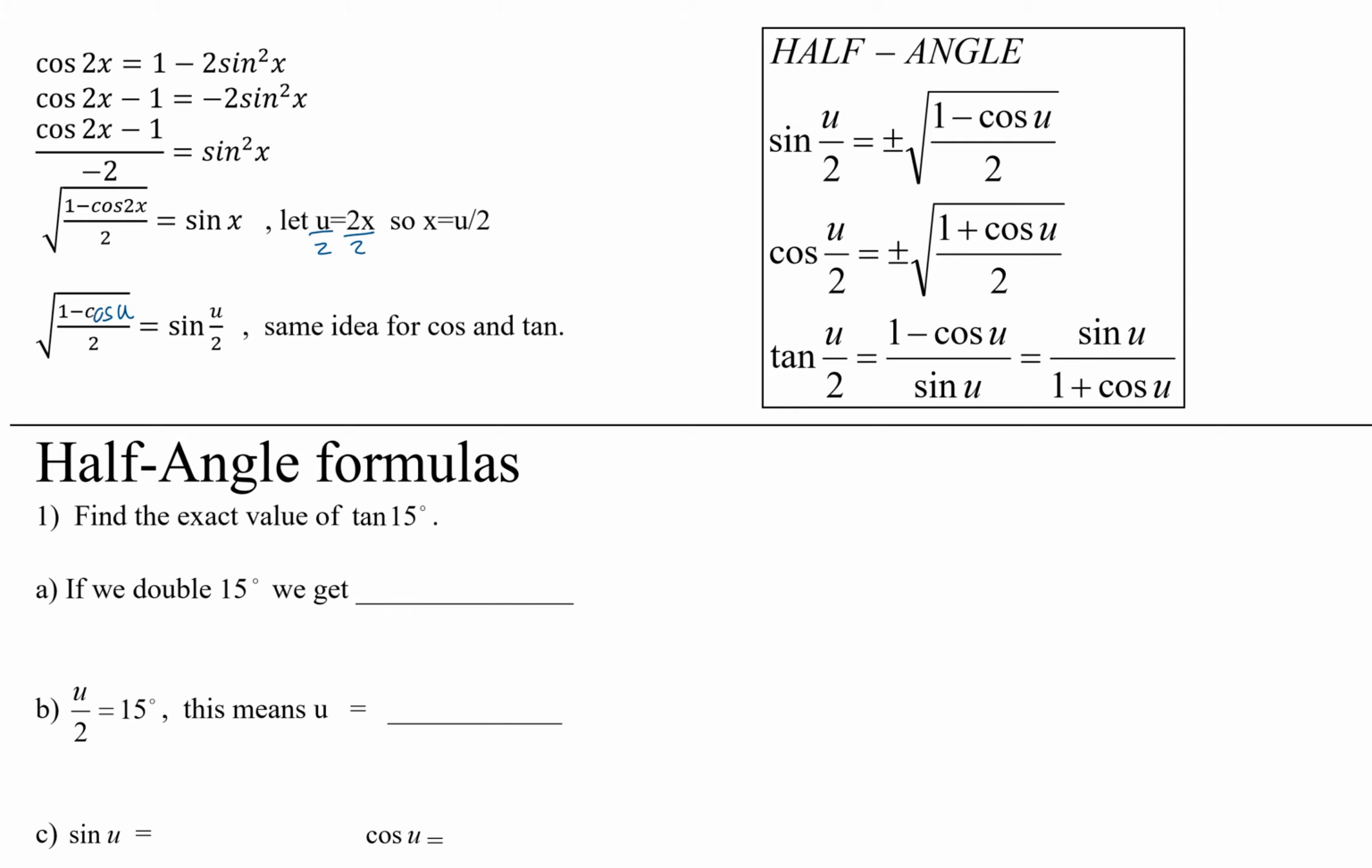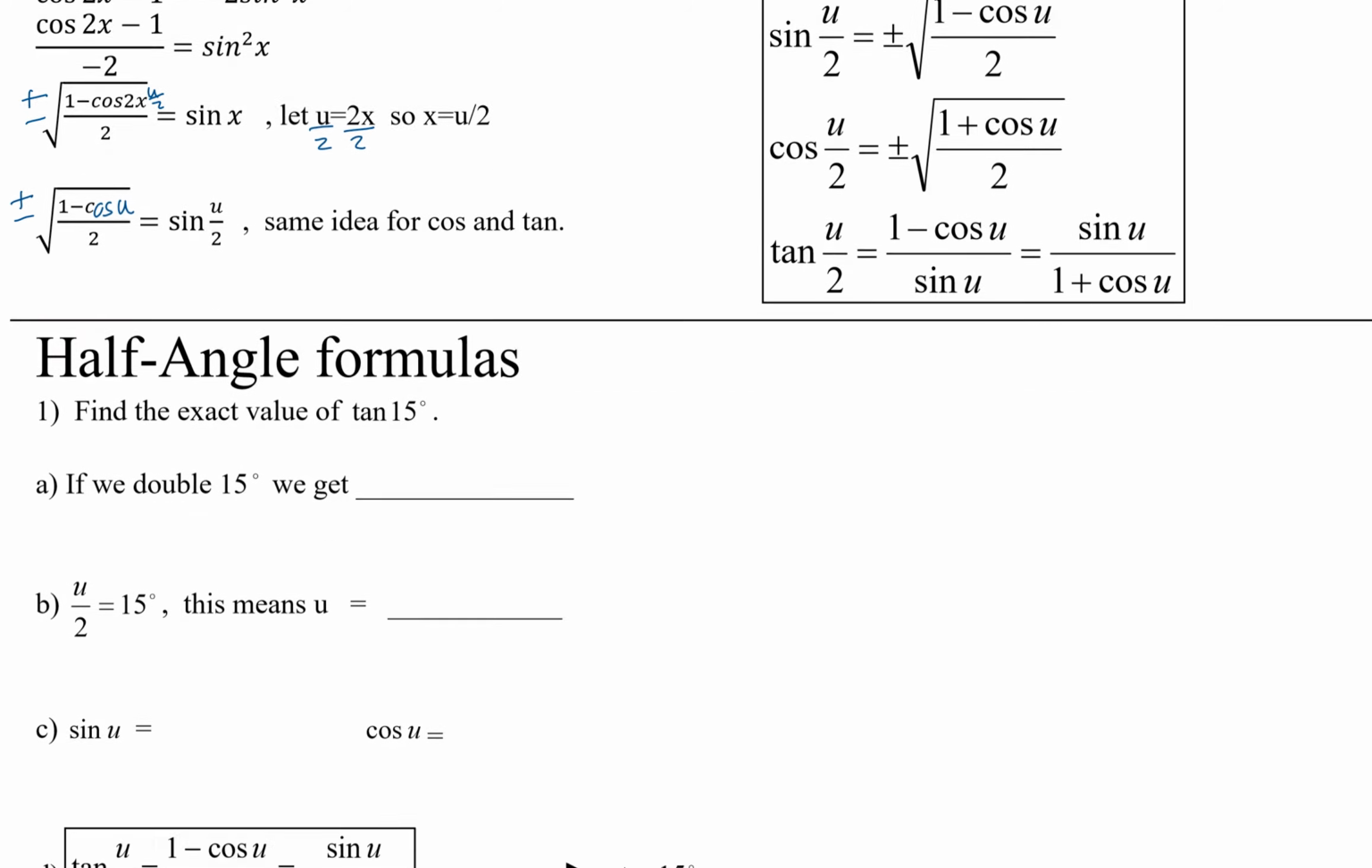If I plug in u over 2 in here, the 2's would cancel, giving us just u. But when you take the square root, you also get plus or minus. This would be the exact same idea for cosine and tangent. If you think about it this way, sine is positive within here and here, correct? If we were to come over here, sine of our u would be negative. But if you cut it in half, it would now be here, which is positive. So signs are going to change as we move through.